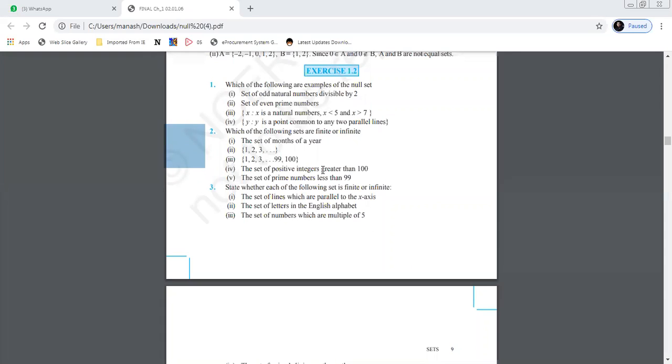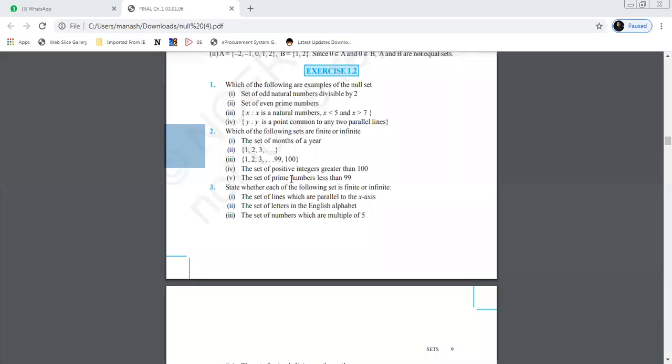Again, the fourth one is what? The set of positive integers greater than 100. So it's up to infinity, is it or not? From 101, 102 up to infinity. So obviously it is also infinite.